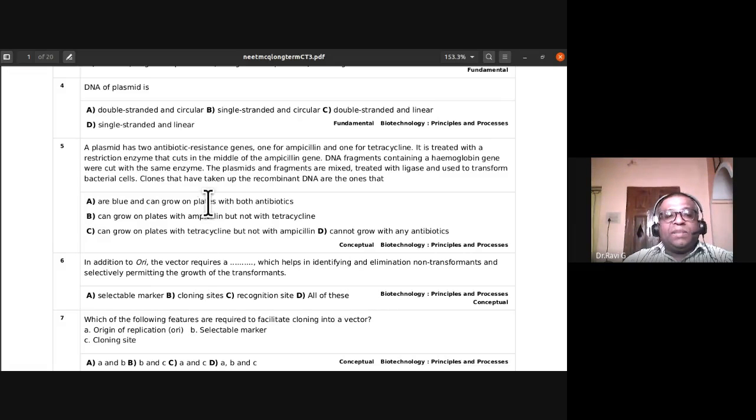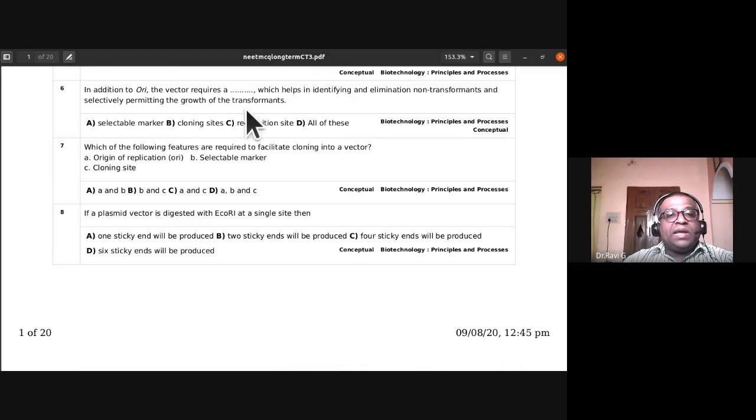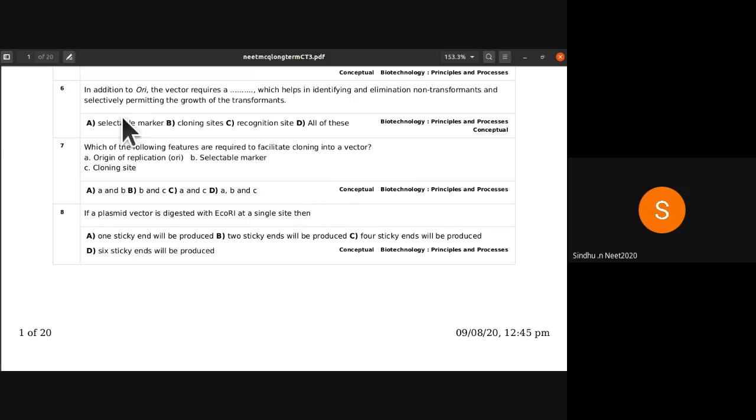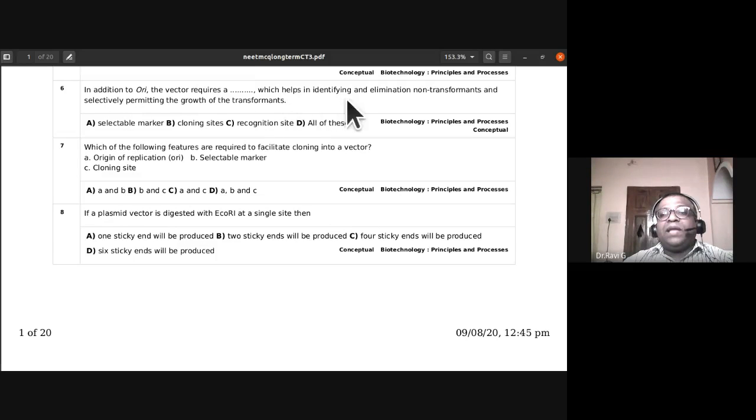Sixth one: in addition to ORI, the vector requires a dash which helps in identifying and eliminating non-transformants and selectively permitting the growth of the transformants. What else do they require apart from the ORI site? Selectable markers. Yes, selectable markers help in identifying and eliminating non-transformants and selectively permitting the growth of the transformants.